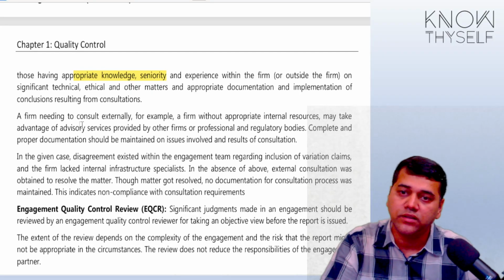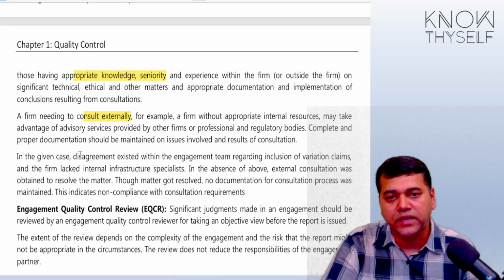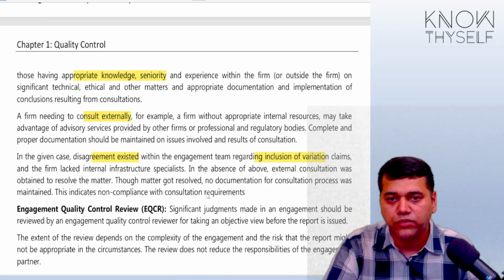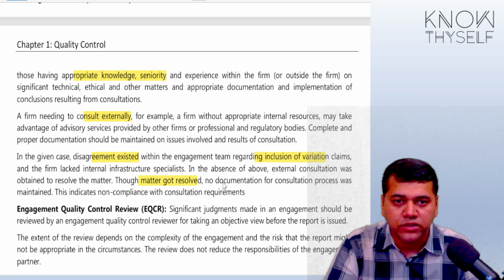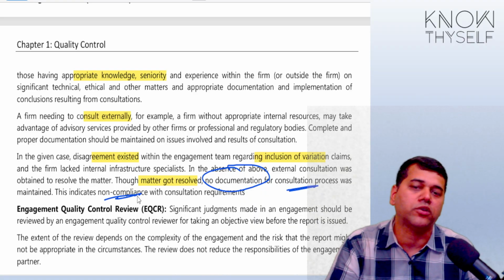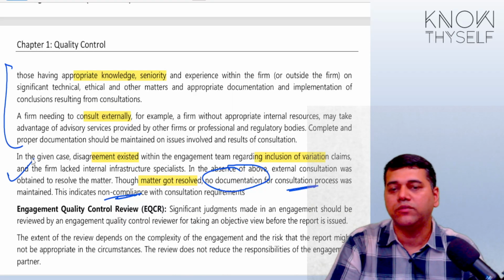In this case, they said if you want, you can consult externally. In the given case, disagreement existed, external consultation was done, everything is fine, and the matter also got resolved. But the only issue here is that no documentation of the consultation process was done. Again, this is also non-compliance. So first you write the theory of consultation and you connect it to the given case.